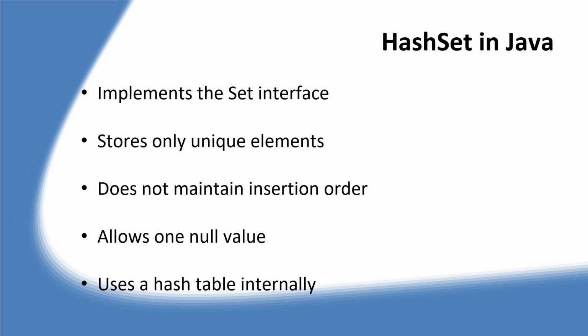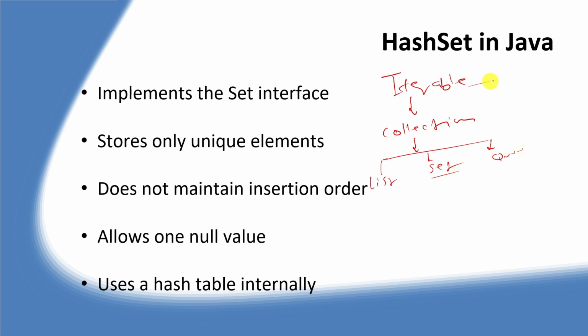HashSet is one of the most commonly used implementation classes of the Set interface. As we know in the hierarchy, Iterable is the parent interface and Collection is the child interface. And Collection has three more child interfaces: List, Set, and Queue. So these all are interfaces. Iterable is the parent interface, Collection is an interface, and List, Set, and Queue are interfaces.